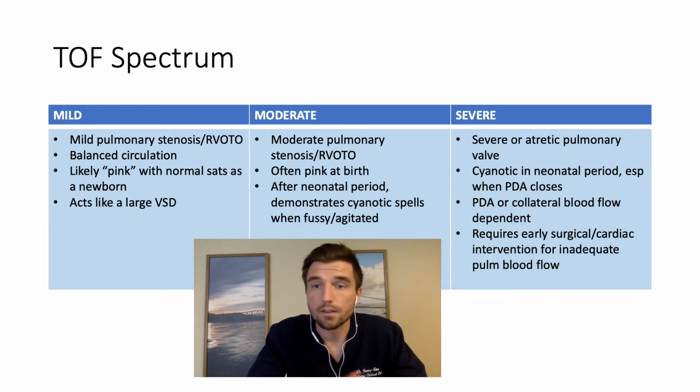So 3 kinds of forms of tetralogy, 3 phenotypes of tetralogy, and remember embryologically, if you can think about how the conal septum plays a role in RV outflow tract obstruction, it'll help you understand the different spectrum that Tetralogy of Fallot can present as.